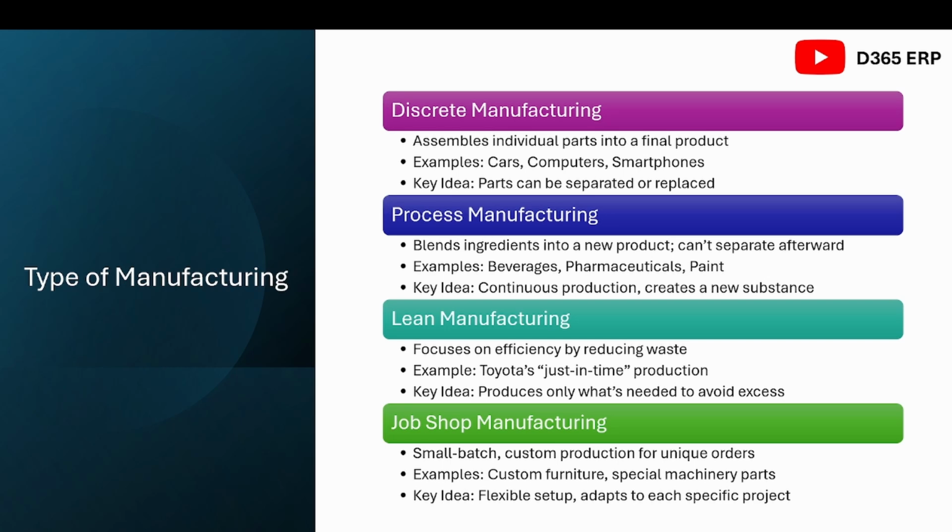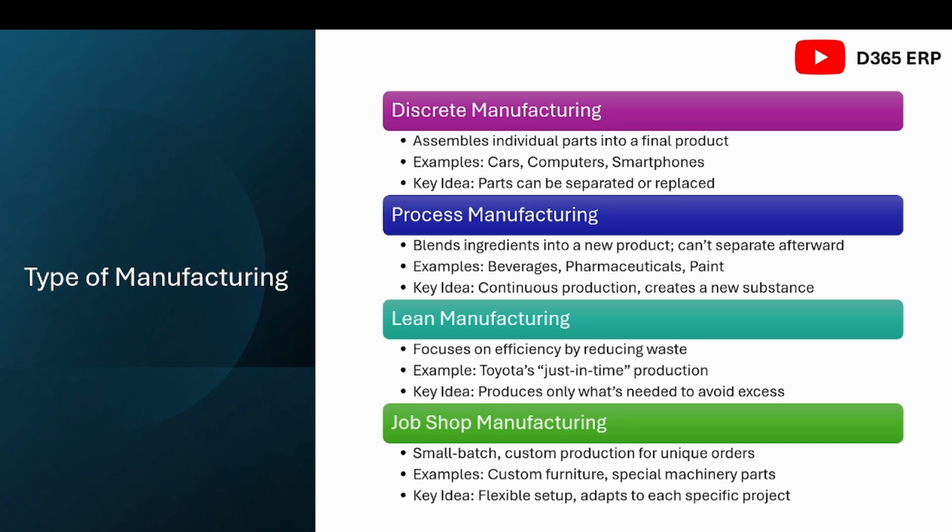So now let's talk about process manufacturing. This one's a bit different. Imagine you are making something like soda or paint. You take a bunch of ingredients and mix them, so you get one final product. Once they are mixed, you can't exactly take them apart. Think of it like baking a cake. You can't unmix the flour, sugar and eggs once they bake together. So process manufacturing is all about blending ingredients into something that can't really be separated.